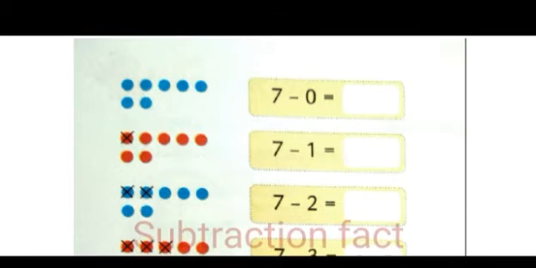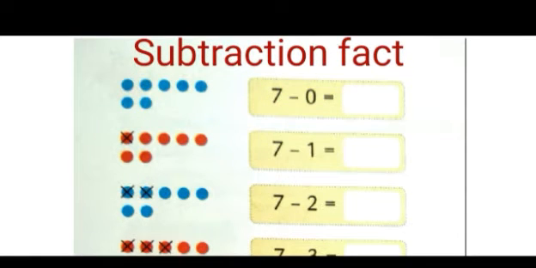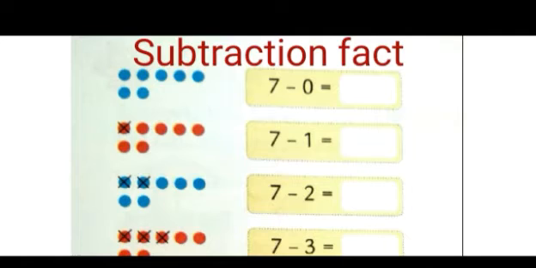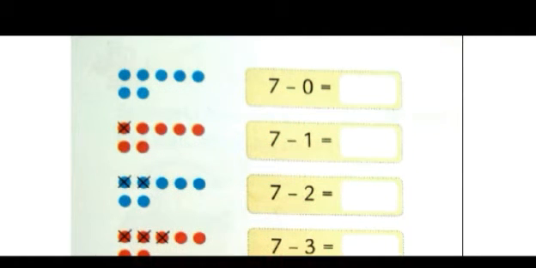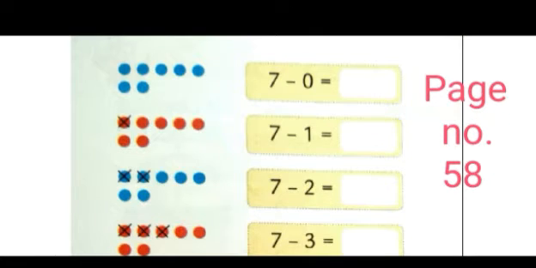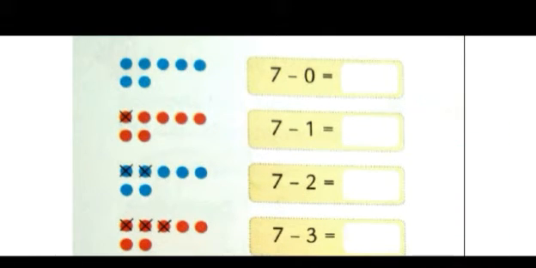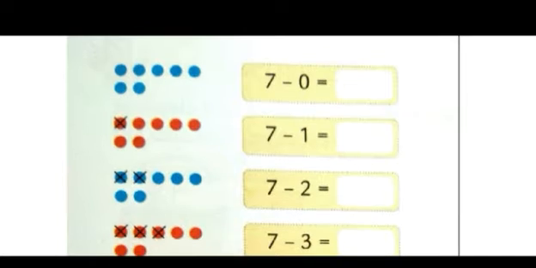So, scholars, in our last video, that is part 1, we have covered subtraction fact from 1 to 6. Now, today we will continue with subtraction fact from 7 to 10. So, we are going to start with page number 58. The question says, count the dots that are not crossed and fill in the boxes. So, here we have to count the dots that are not crossed, and then we need to fill these boxes.